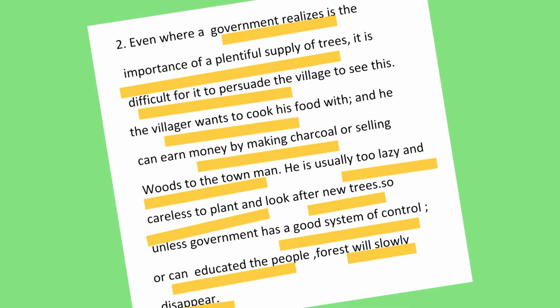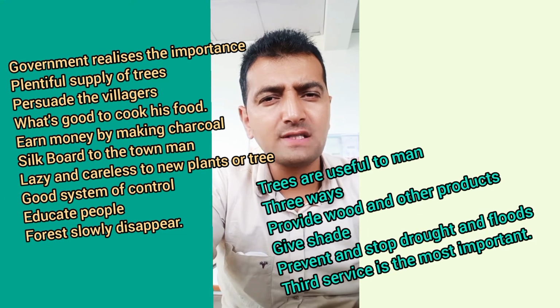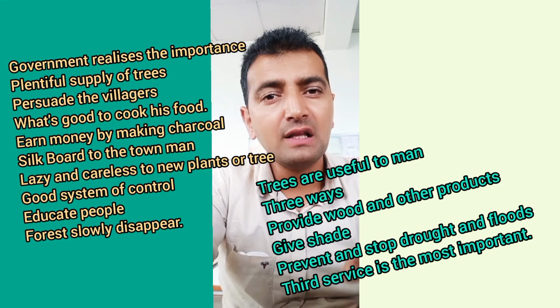Need good system of control. Result may be serious. Roots break the soil up. Bind the soil. Prevent soil being washed away. Rain falls on the hard ground. Remains but worthless desert. Dear student, these were some very important lines, thoughts and phrases which we will use in our note making.